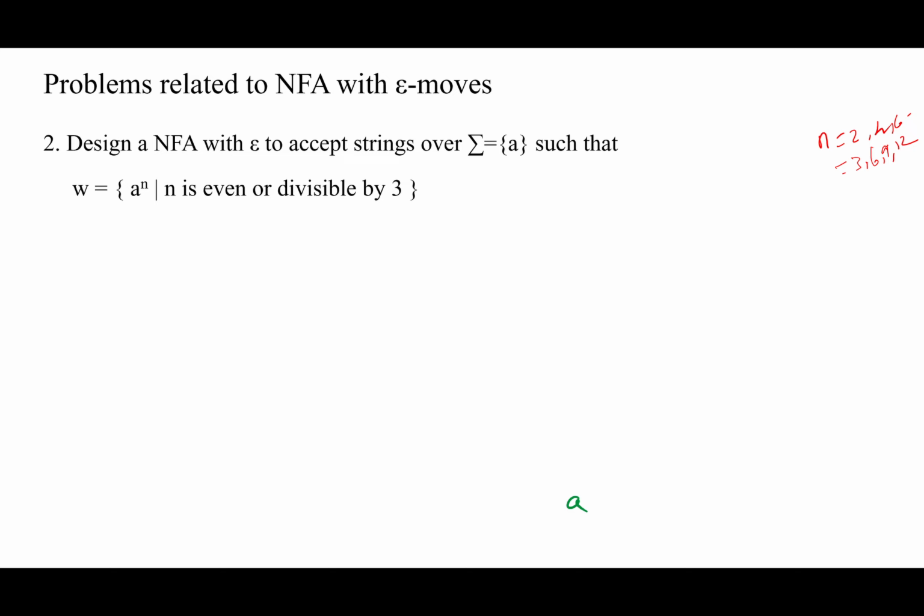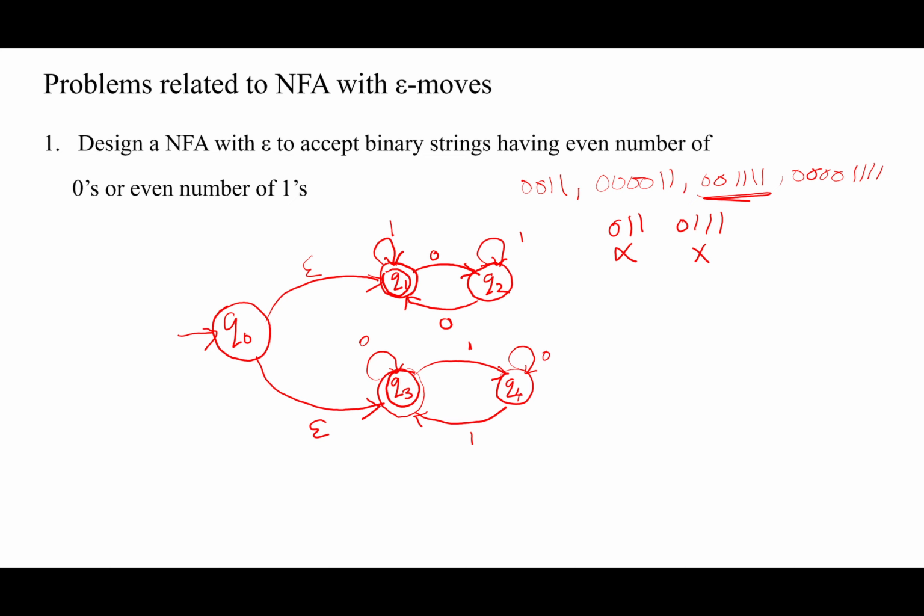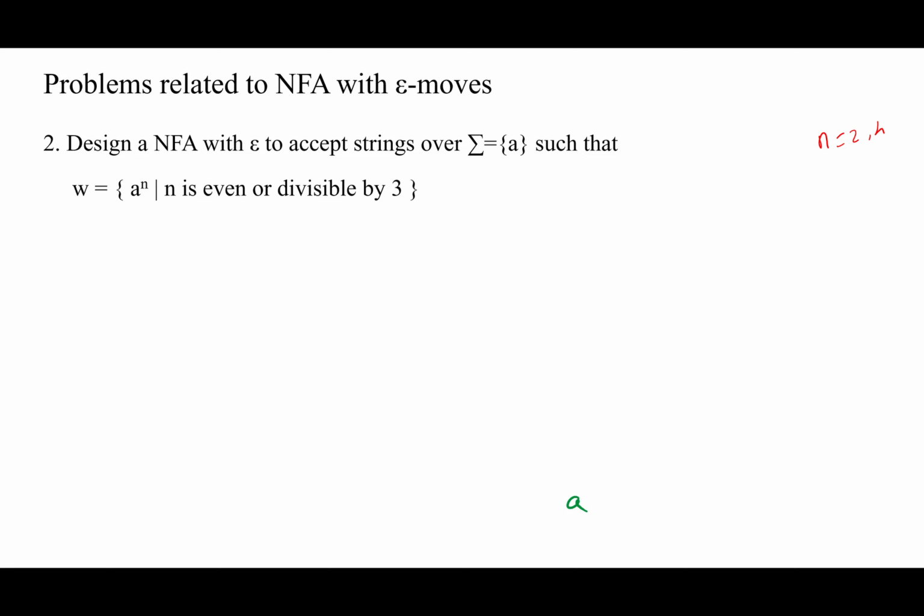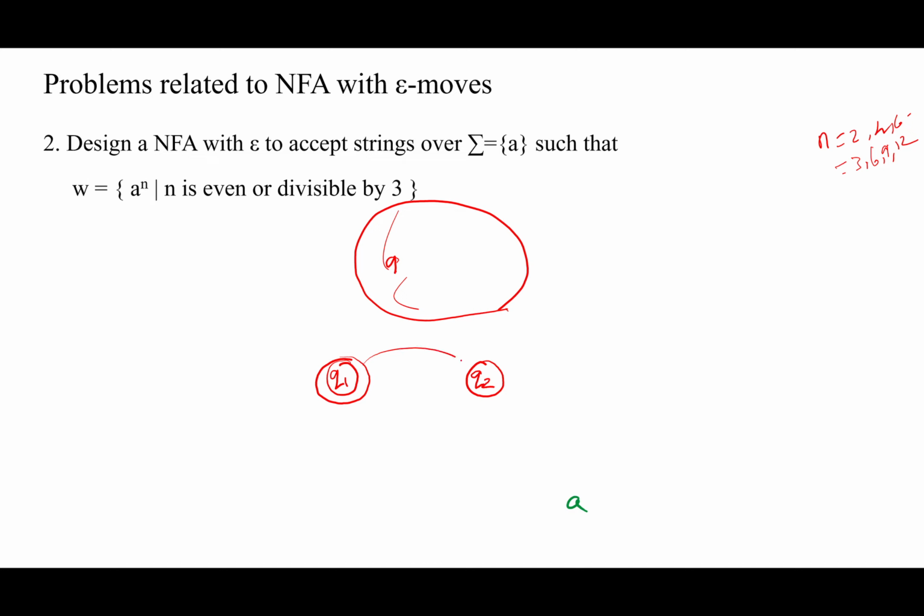So here we are going to use a branch. First we will draw for the even number. The same thing we have done before, we have to use for the even. So I will draw here Q1. We can make this a final state itself, and another state is Q2 here, then here a, and here a. So always it will be an even number.